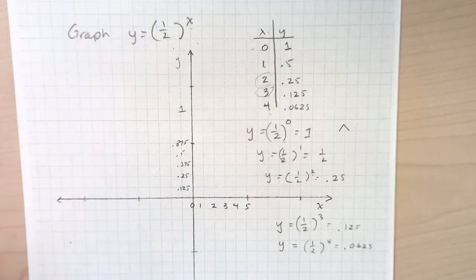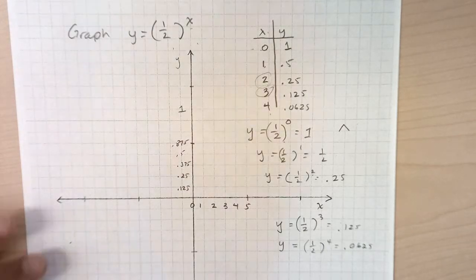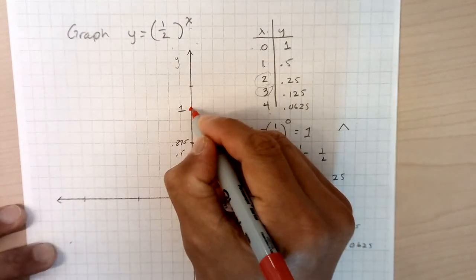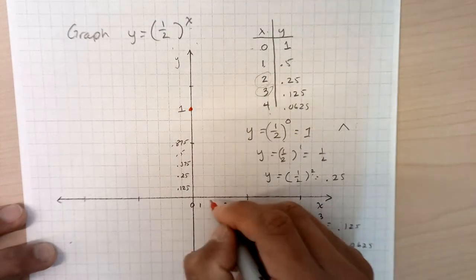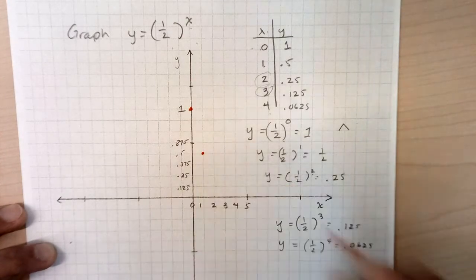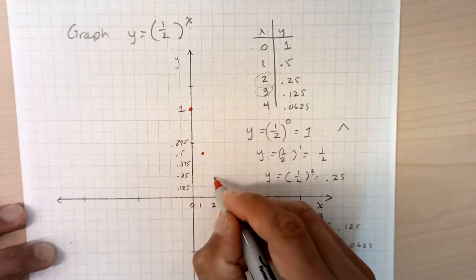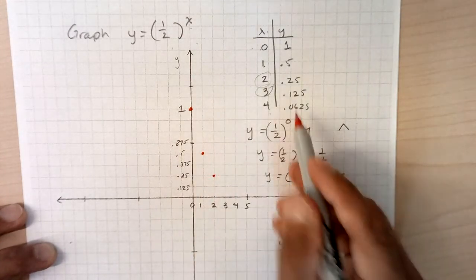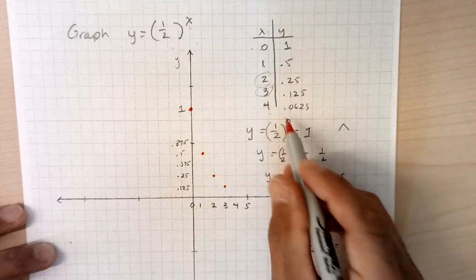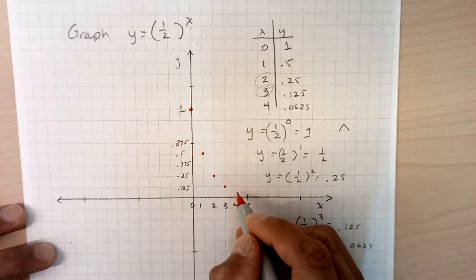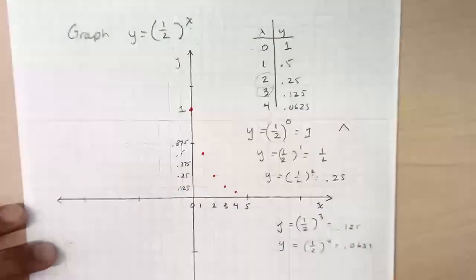I didn't list out every single number, but I listed out enough numbers that we can graph each of the points. So 0, 1, right here. That's 8/8 or 1. 1 and then 0.5 would be right here. 2 and a quarter or 0.25. 3 and 0.125. Lastly, 4 and 0.0625 would be right here.